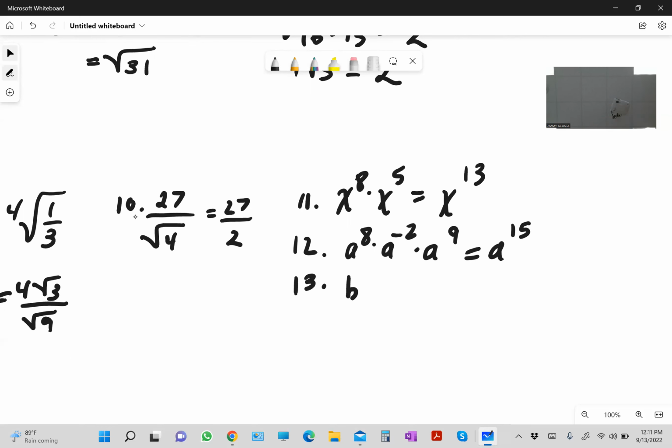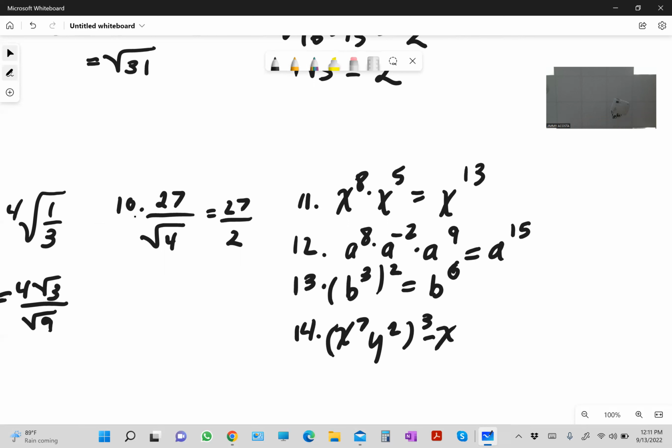13, you have b to the 3rd to the 2nd. You know that's going to be b to the 6th. Oops, I wrote a 6 there. B to the 6th, because you multiply the exponents, right? And number 14, you have x to the 7th, y to the 2nd, to the 3rd power. So you have x to the 21, y to the 6th. And make that a better looking 6 there.